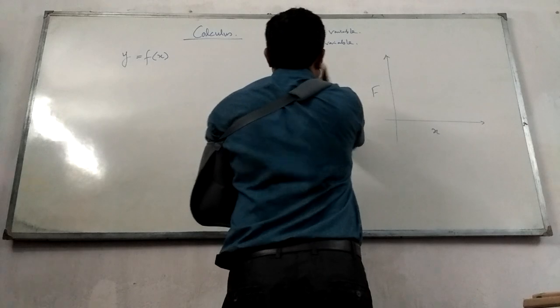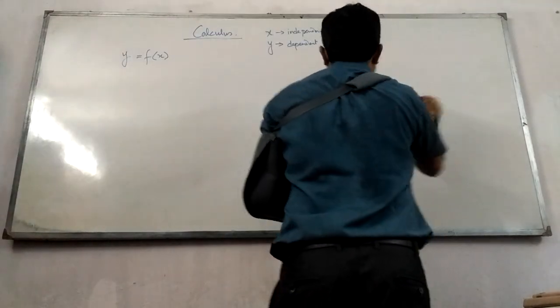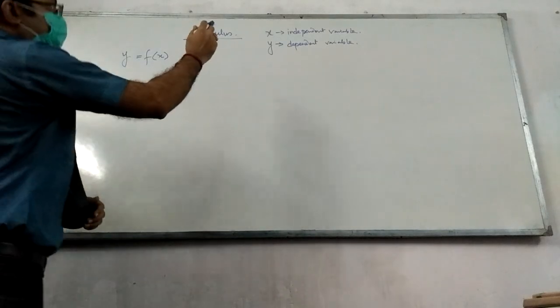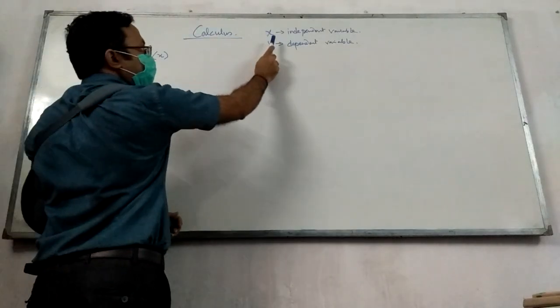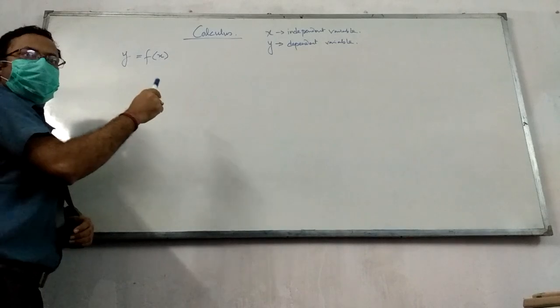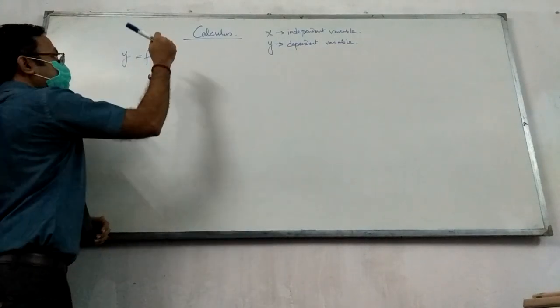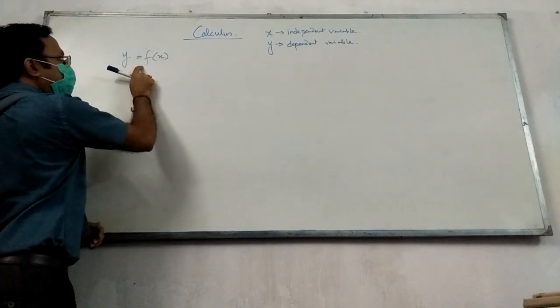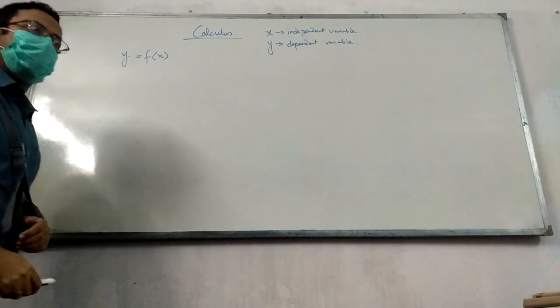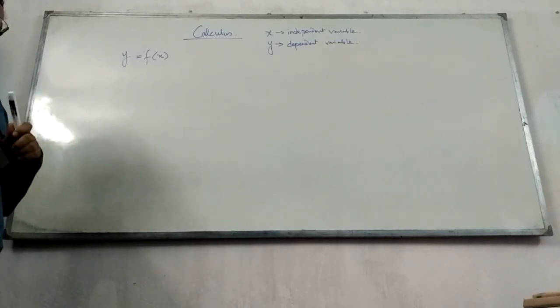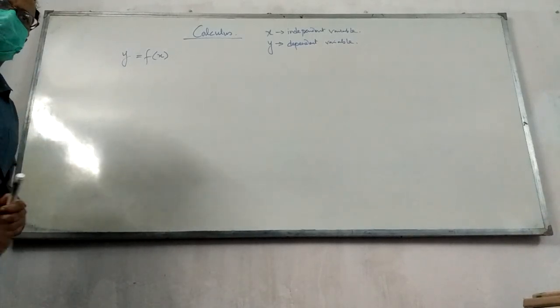Exactly right. Now the question is, why do we need calculus? X is the independent variable and y is the dependent variable. So what does that mean? That means x can choose its own values, and when we put a certain value of x, this function will yield you some value of y.